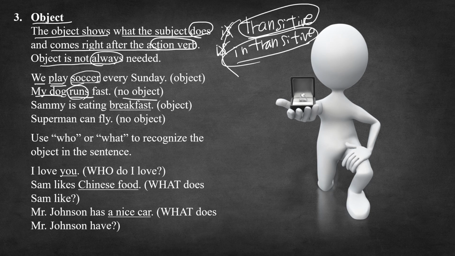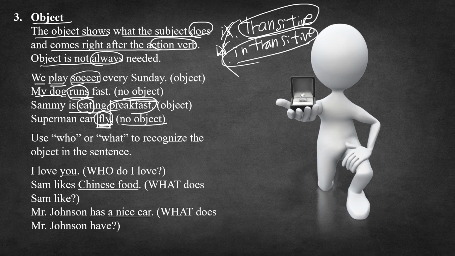The third sentence says, Sammy is eating breakfast. This is present progressive and it is transitive, so it takes an object. So breakfast is an object. So the object of the sentence is breakfast. The last sentence, Superman can fly. This fly is sometimes transitive, sometimes intransitive. In this case, this is intransitive, so we don't need an object.